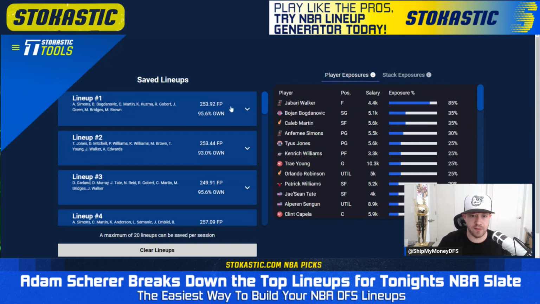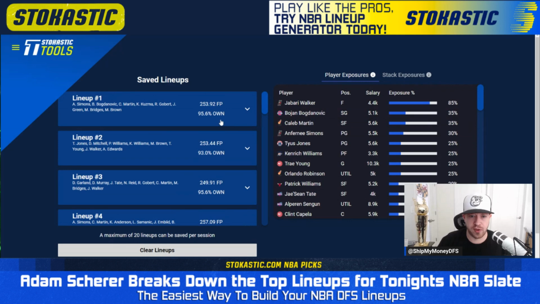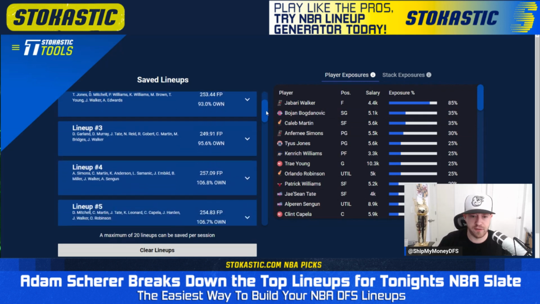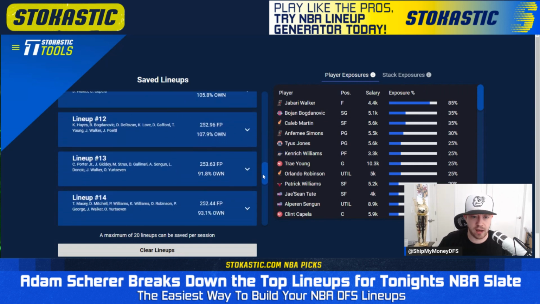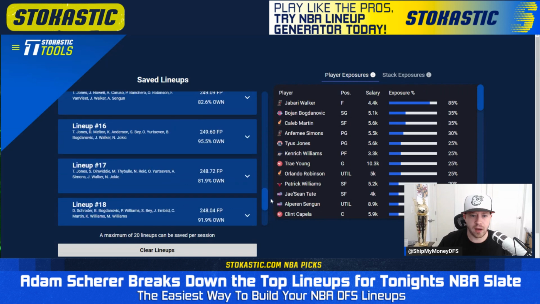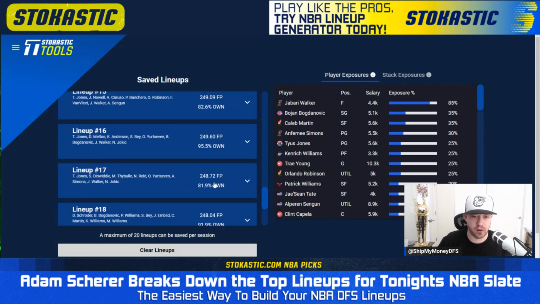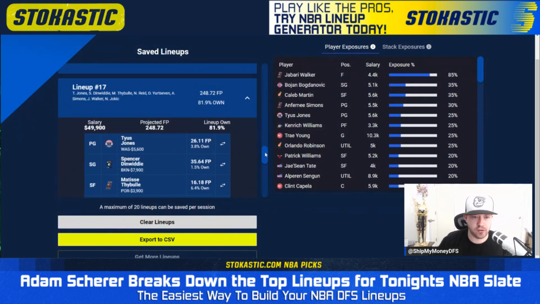Now, looking at the individual lineups, it looks like most of them project for 95 to 105 or so percent ownership, right around 250 fantasy points. So I'm going to scroll through, see if anything really stands out as being particularly low owned or projecting particularly well. Here we have a lineup that projects for 82% ownership. It's still at about 249 fantasy points. So kind of an interesting lineup here.